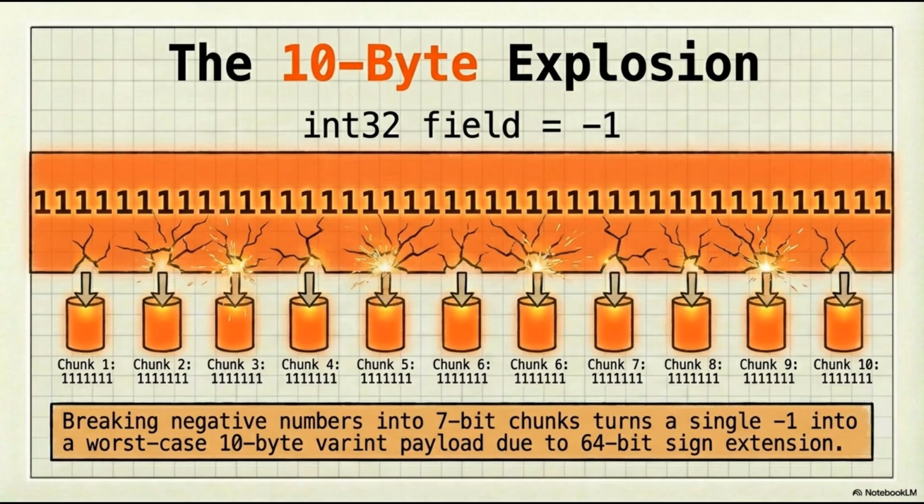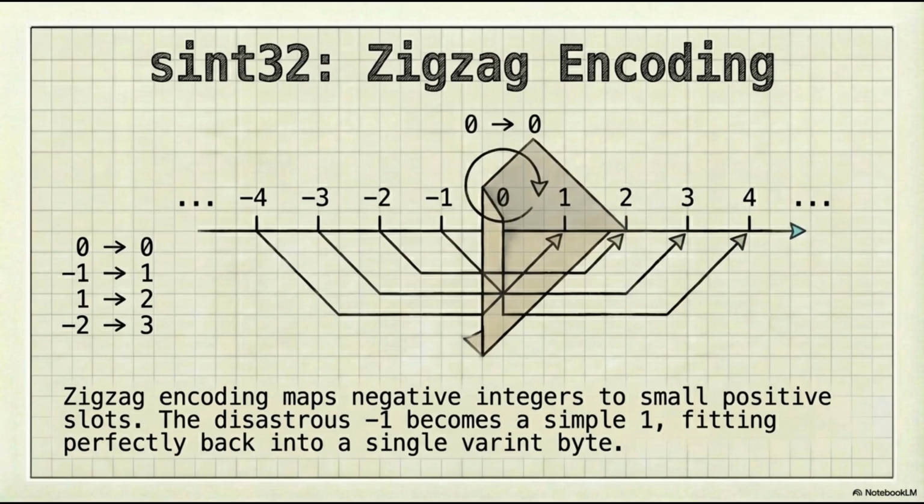How do we fix that? By changing your schema declaration. Instead of int32, you declare the field as sint32, with an S. The S stands for signed. When the compiler sees sint32, it triggers a mathematical transformation called zigzag encoding before it applies the varint chunks. Zigzag encoding, how does that stop the 10-byte explosion?